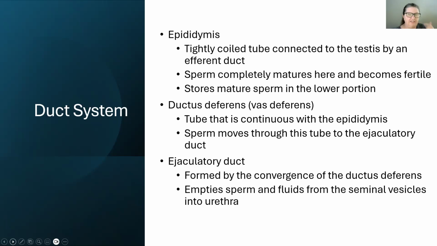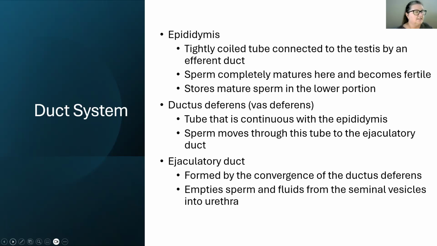Now, if you've watched some of my other videos that have to do with this sort of thing, efferent, E for exit. So an efferent duct is something that takes something away from somewhere. The sperm completely matures in the epididymis and becomes fertile, so it becomes viable and able to fertilize an egg. And this is also where mature sperm are stored until they are needed.